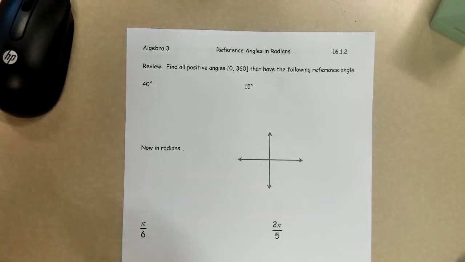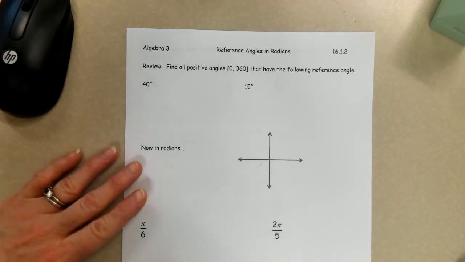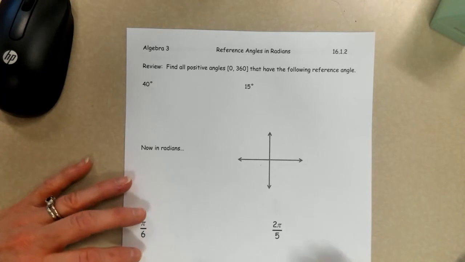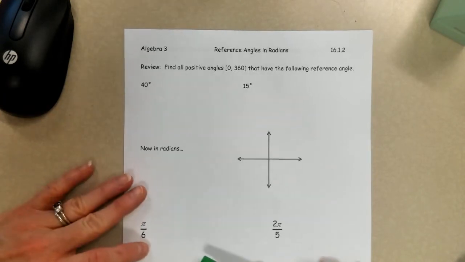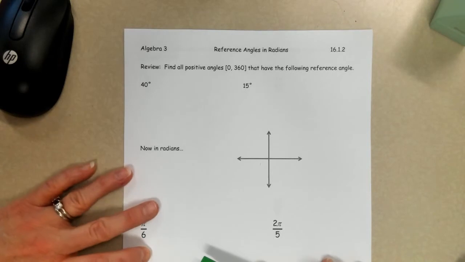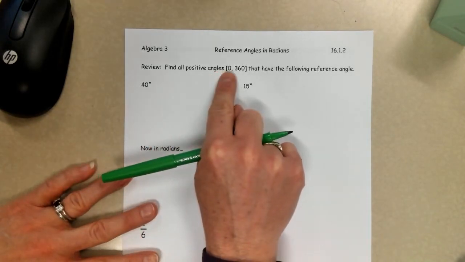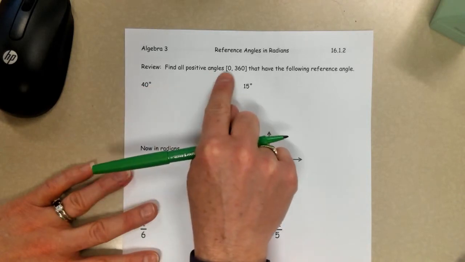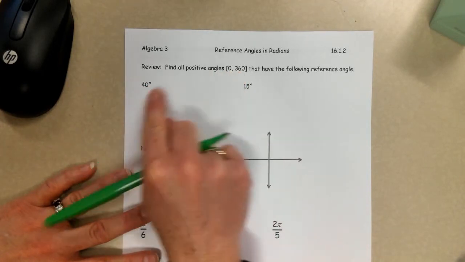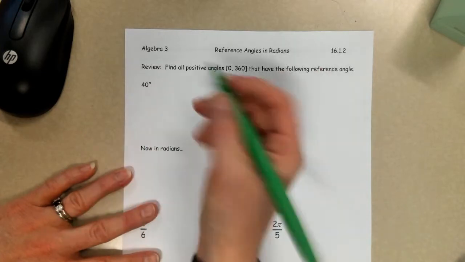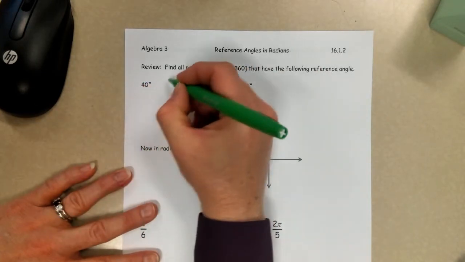Alright, today we're going to talk about reference angles, but this time in radians. So all of these things we've done before in degrees, but we're coming back to them in radians now, so they'll look different. And remember when we did these problems that we found all the positive angles between 0 and 360 that had the following reference angle. So say for example this 40-degree one here.